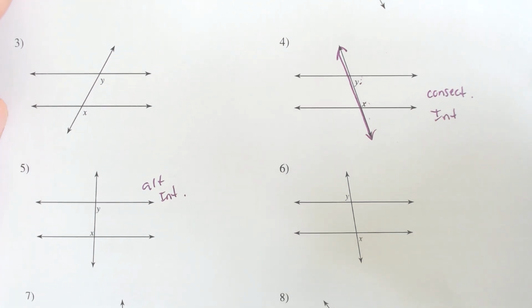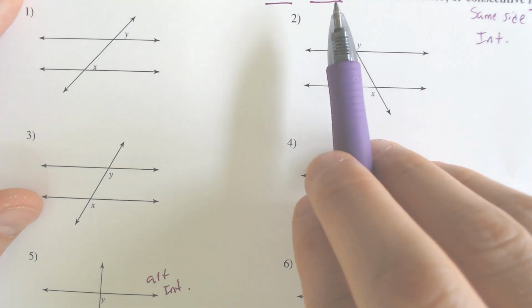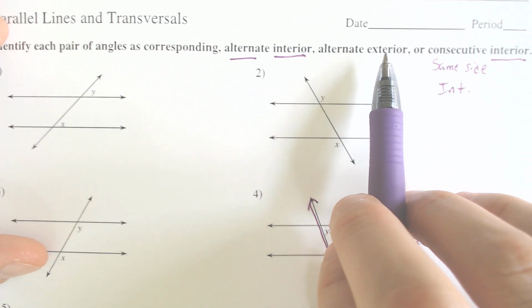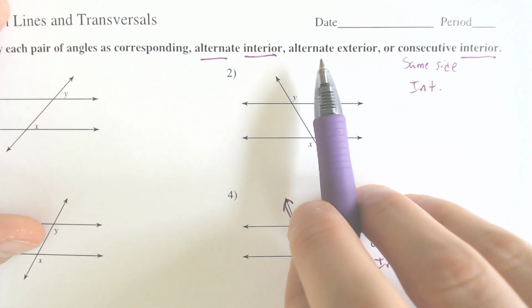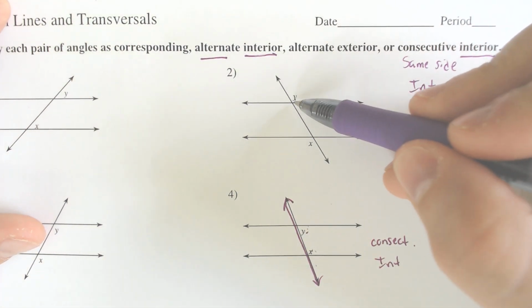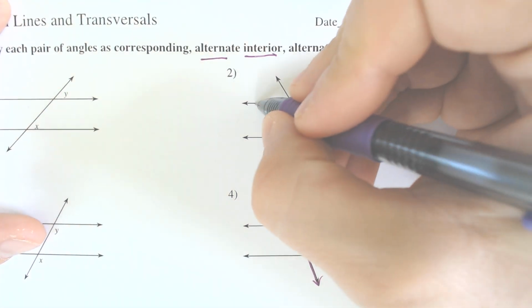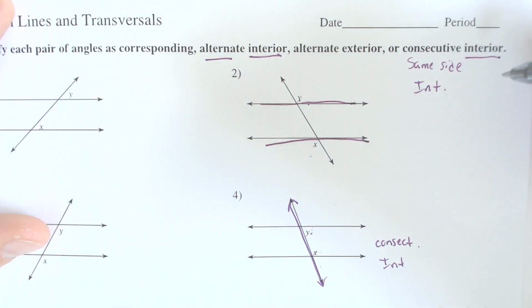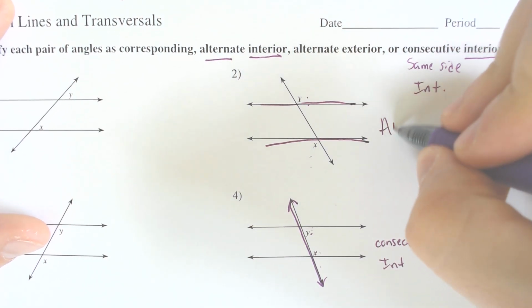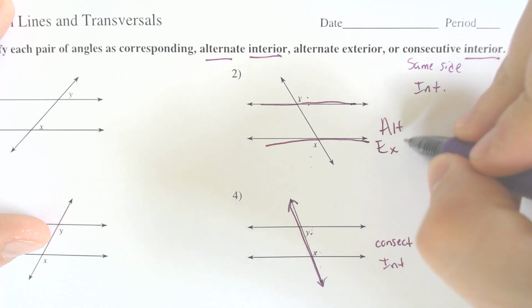All right. Now, let's focus on the exterior ones. There's a singular exterior, alternate exterior, and that happens when they're on opposite sides, but they're outside of the parallel sandwich. Here are the parallel lines. They're on the outside. This is alternate exterior here.